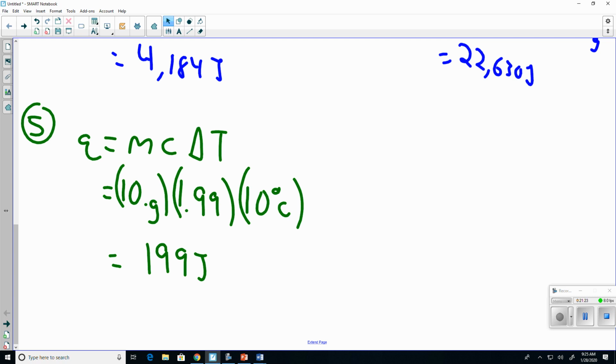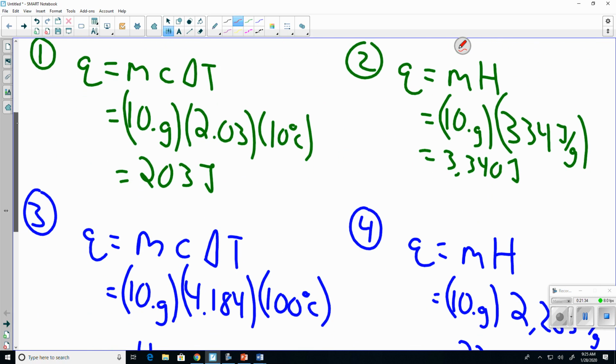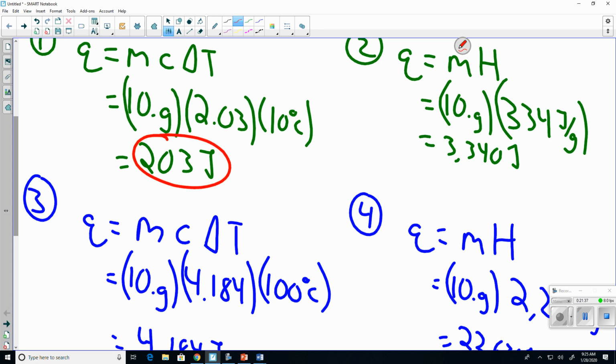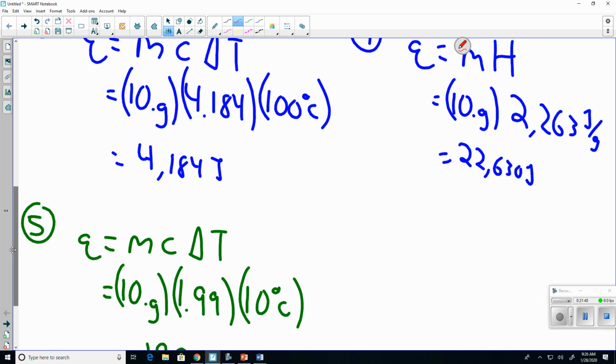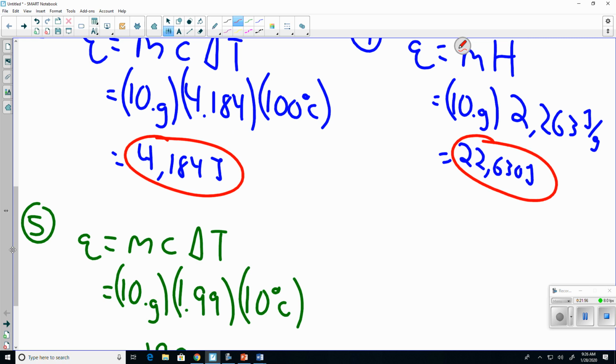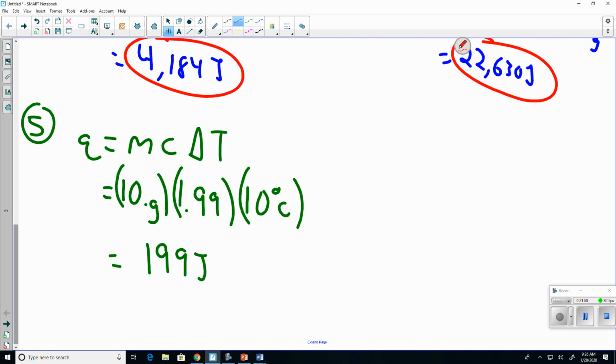What we have just done in a 5-step process is figured out how much energy each step takes. So in step 1, 203 joules was needed to go from negative 10 degrees Celsius to 0. Step number 2, to turn our solid into a liquid. Step number 3, have our liquid get up to 100 degrees Celsius. Step number 4, have our liquid turn into a gas. And step number 5, our gas get to a higher temperature.